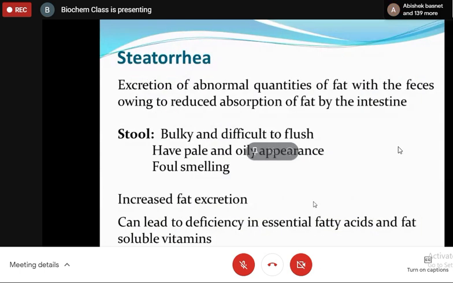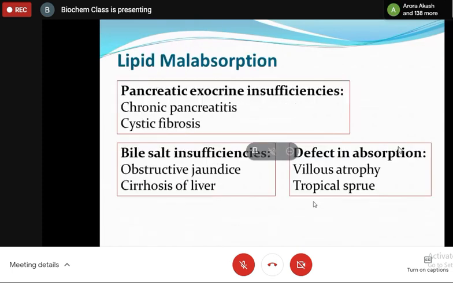in essential fatty acids and fat soluble vitamins. The stool is difficult to flush because it floats due to the high fat content. So if you're asked to write a note on steatorrhea, you mention what is steatorrhea, you mention the quality of the stool, and you write that these are the causes of steatorrhea. The causes of lipid malabsorption are also the causes of steatorrhea.